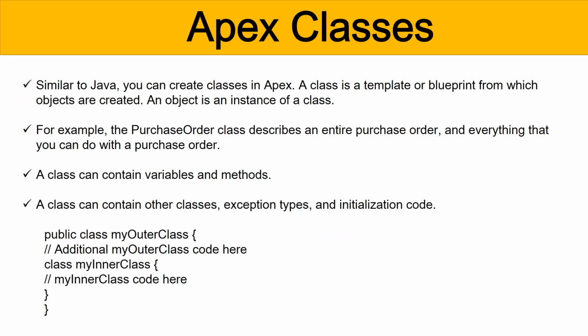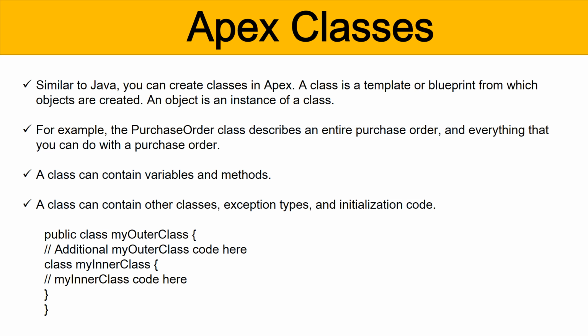Apex classes. Similar to Java, you can create classes in Apex. A class is a template or blueprint from which objects are created. An object is an instance of a class. For example, the purchase order class describes an entire purchase order, and everything that you can do with a purchase order.